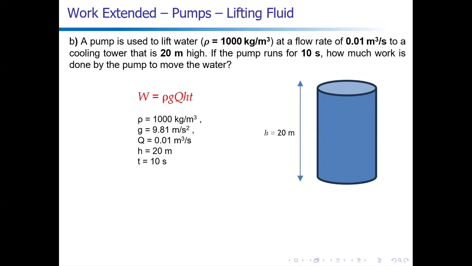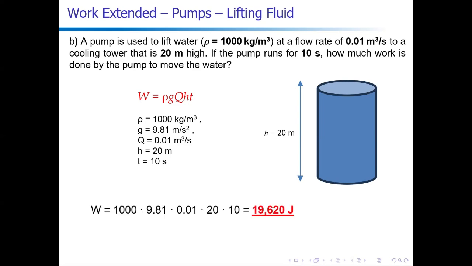A pump is moving water to a cooling tower that is 20 meters high at a flow rate of 0.01 cubic meters per second. We're asked, how much work is done if the pump runs for 10 seconds? We're given the density of water, which is 1,000 kilograms per meter cubed, the gravity, which is 9.81 meters per second squared, the volumetric flow rate, 0.01 meters cubed per second, the height, 20 meters, and time, 10 seconds.